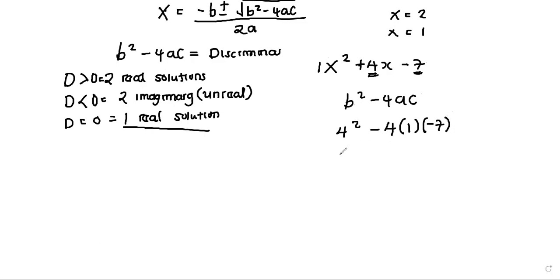So what are we going to have here? This will be 16, then this negative becomes plus 28. If we add this, what is our answer here? This is 44, which is greater than 0. So therefore you can conclude that the function will have two real roots.